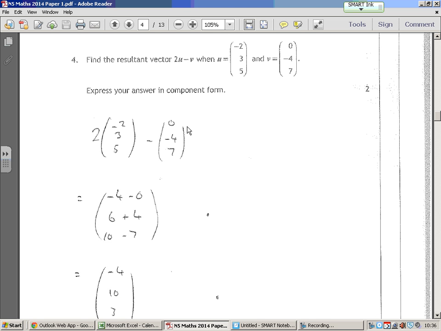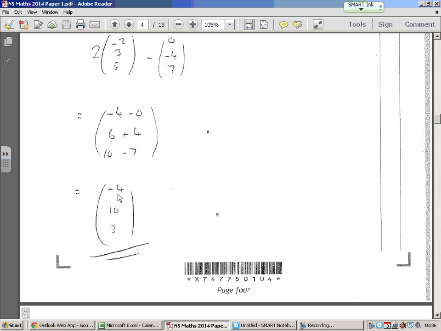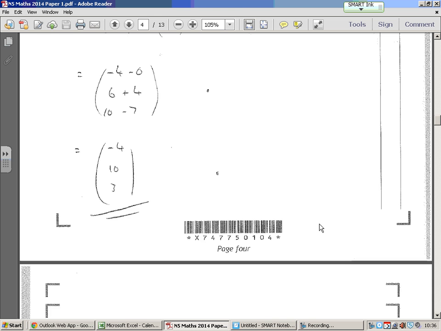Question number 4. 2u minus v, that just means 2 of these, subtract 1 of these. So 2 lots of negative 2, 3, 5, subtract 0, negative 4, 7. So 2 minus 2 is minus 4, 2 3s are 6, 2 5s are 10, subtract 0, subtract minus 4, which becomes plus 4, subtract 7. So minus 4 subtract 0, 6 add 4, 10 subtract 7. There we go.